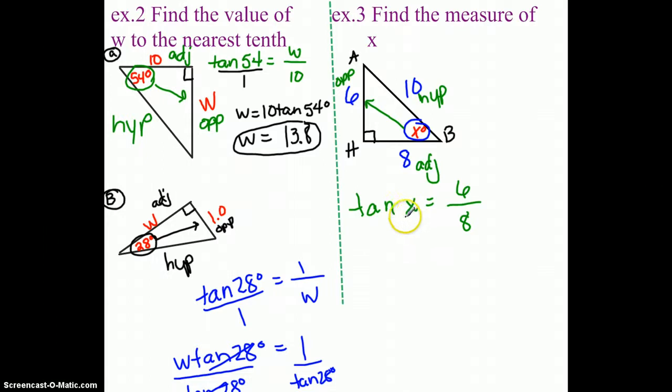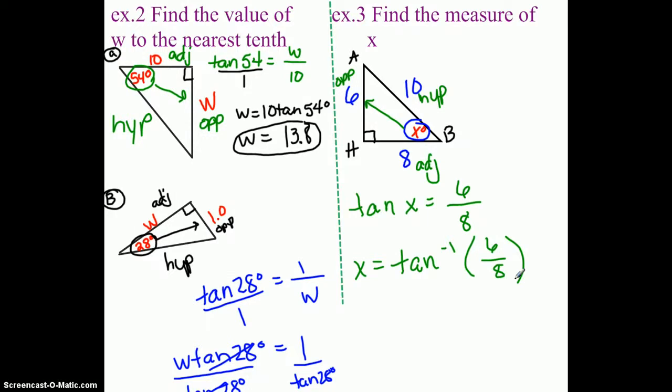Now since x is on here, we have to really get this off, the tangent. The way that this works is usually in your calculator you'll see a button that will look like this. It'll say tangent to the -1. Really what that is the opposite. So you know how when we're trying to move something, if it's multiplied by 3, we'll divide both sides by 3. If it's plus 3, then we'll subtract 3. So the opposite of tangent is this inverse tangent. And then I'm actually going to do parentheses after it and do 6 divided by 8.